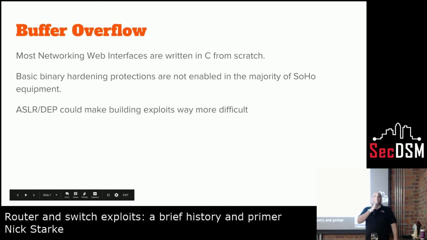Which leads me into buffer overflows. These are a little more esoteric, but you do see them all the time. Usually they're esoteric because the networking equipment runs PowerPC processors, or ARM processors if you're lucky, or MIPS processors, so your shellcode looks a little different than in a standard x86 environment. Another thing I see a lot is that binary hardening protections are almost never enabled. That means ASLR and DEP, which would make building exploits very difficult, are almost never present, so you don't have to worry about bypassing them because they're just not there.